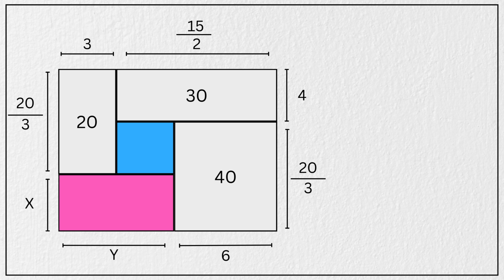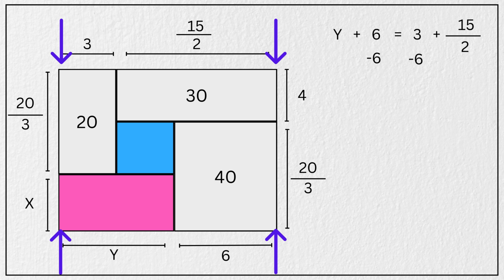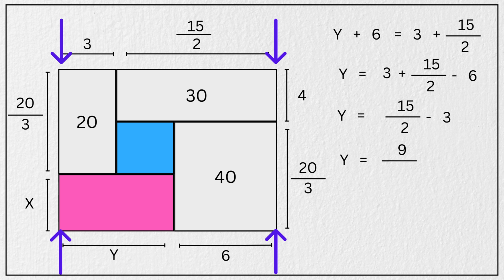Now look carefully. This top base of the rectangle will be equal to this bottom base, right? That means we have y plus 6 equals 3 plus 15 over 2. Subtracting 6 from both sides, we have y equal to 3 plus 15 over 2 minus 6, or 15 over 2 minus 3. And simplifying this, we get y equal to 9 over 2.